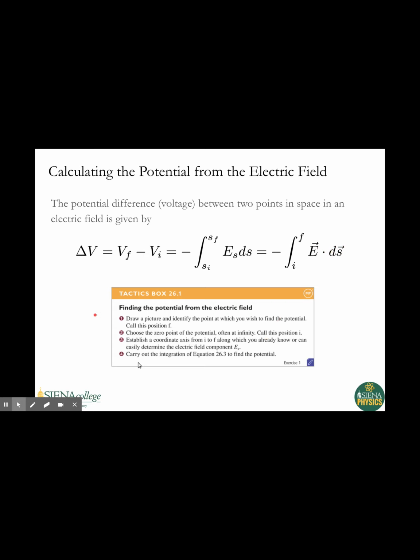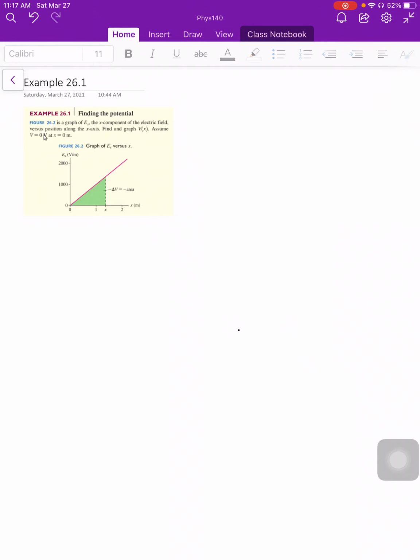Some good problem solving strategies are to draw the picture, of course, and identify the point at which we want to find the potential. Mark that as P, or call it position F. Choose the zero point of the potential. When we deal with charges, this is often at infinity, and call this position I. Then establish a coordinate axis from I to F, and then carry out the integration. So go through and do this integral.